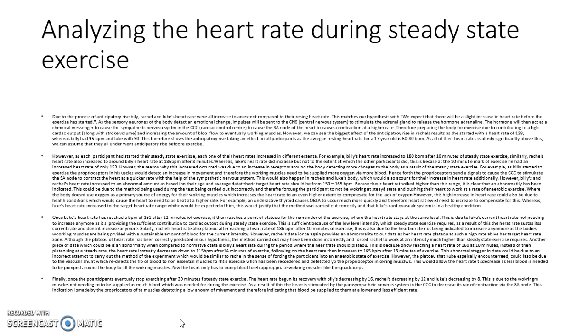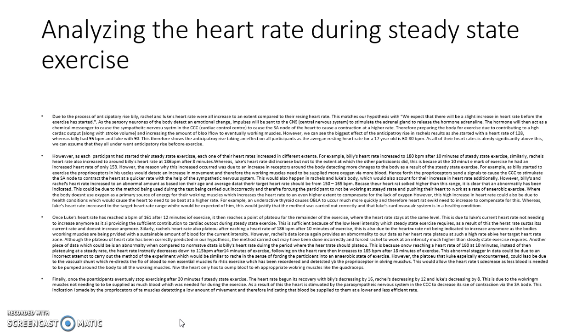This could be due to the method being used during the test being carried out incorrectly, and therefore forcing the participant to work above steady state and pushing their heart rate to work at an anaerobic exercise, where the body doesn't use oxygen as a primary source of energy for their working muscles, which increases heart rate to an even higher extent to compensate for the lack of oxygen. However, this high increase in heart rate could also be due to health conditions which would cause the heart rate to need to be at a higher rate.